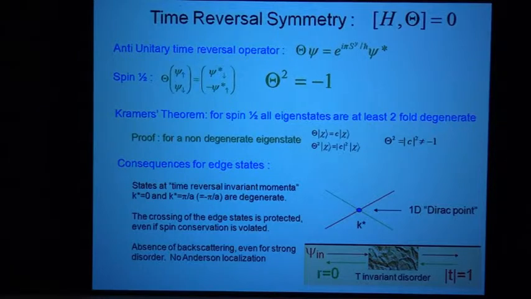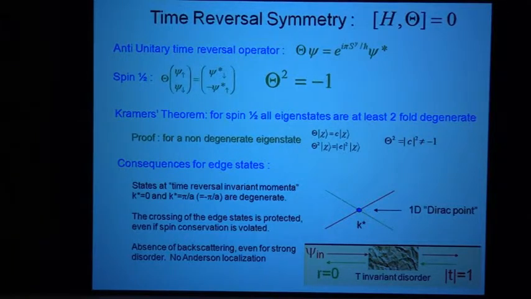What that means is that as long as you keep time reversal symmetry, there's nothing you can do to open up this energy gap. So the crossing is protected even if the conservation of spin is violated. Even if spin itself is not a good quantum number, if you have a spin-orbit interaction, this crossing is still protected.